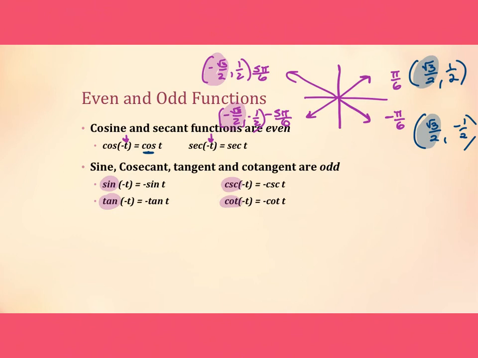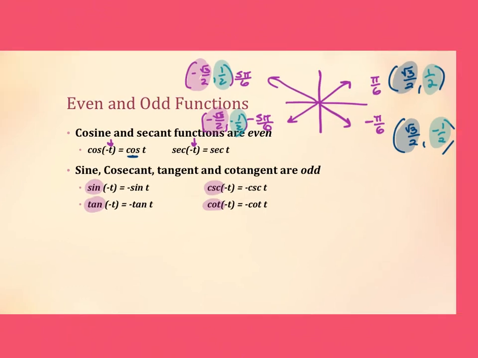If I look at the sine, I'm going from 1/2 to -1/2, the sign changes. If I'm going from over here, 1/2 to -1/2, the sign changes. And then because tangent is the ratio of them, the tangent here would be positive. Here it'd be negative. Here it'd be negative. Here it'd be positive. So the tangent, the sine, and their reciprocals, which are cosecant and cotangent, are called odd functions. They will change sign.